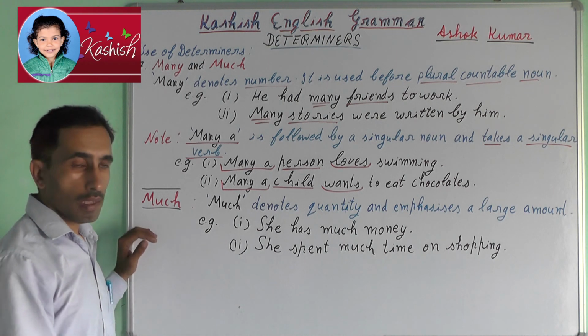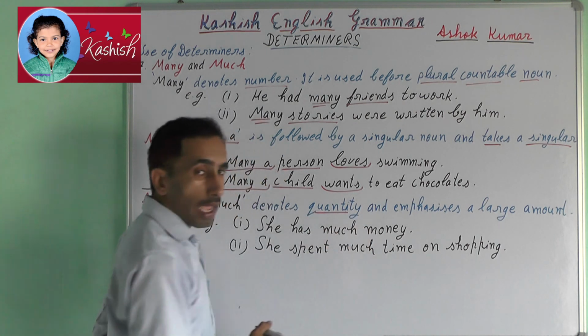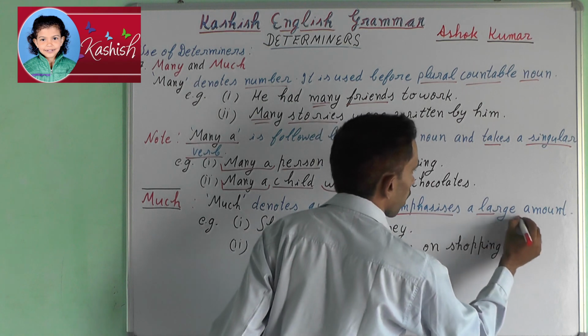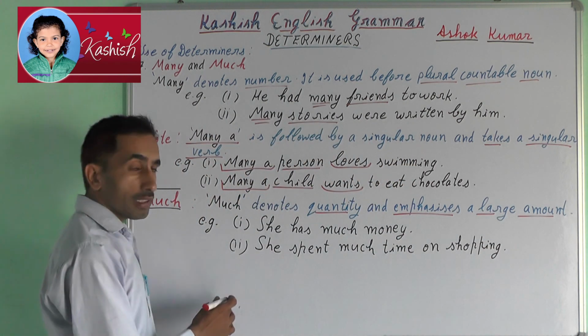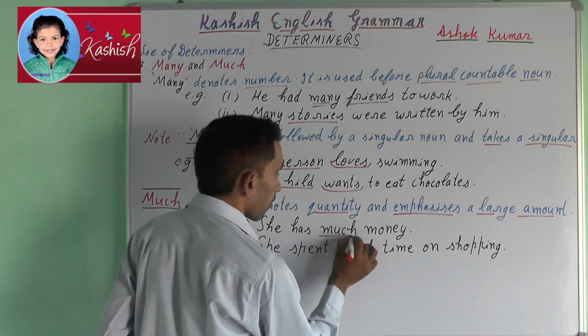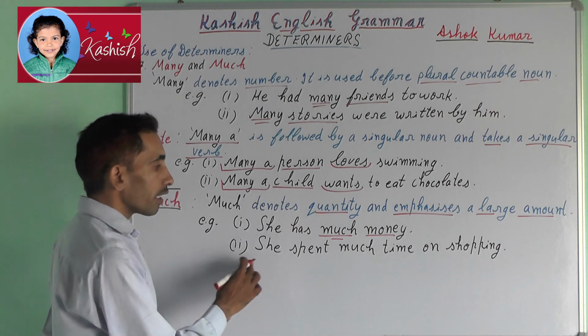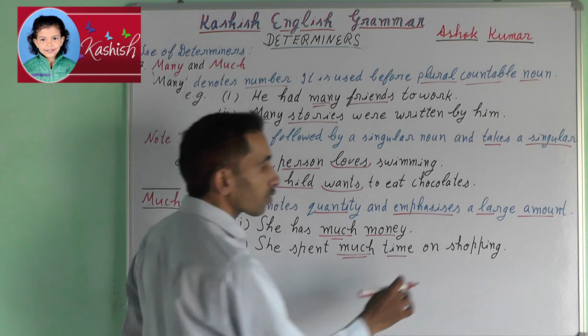Much. Much denotes quantity and emphasizes a large amount. For example, she has much money. Next, she spent much time on shopping.